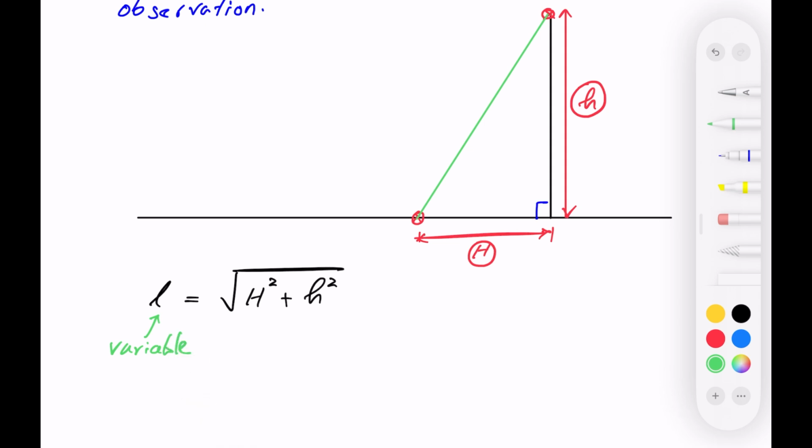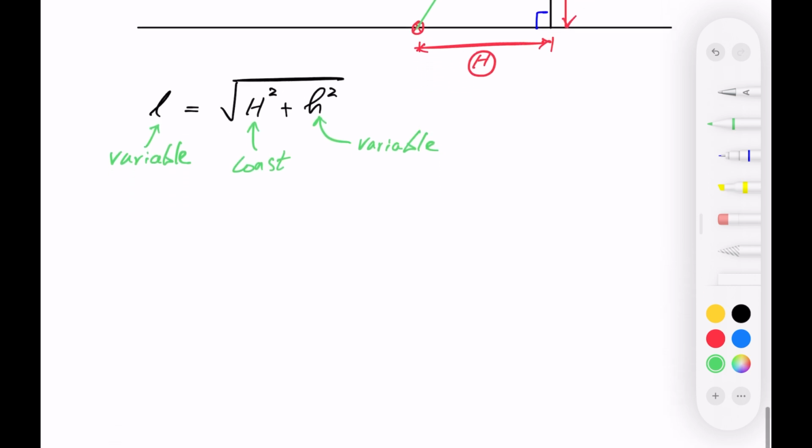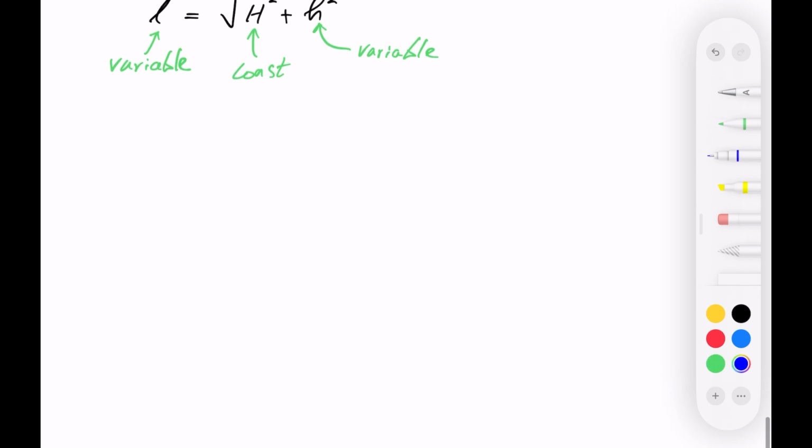How about capital H? Capital H is the distance from the point of observation to the launch pad. That is a constant. The lowercase h is a variable. The rocket keeps going upwards, so the lowercase h keeps increasing as time goes on. Therefore, lowercase h is a variable. All right. Once these things are identified, we can go on to the next section. Part B of this problem: find the rate of change of distance to the rocket from the point of observation.